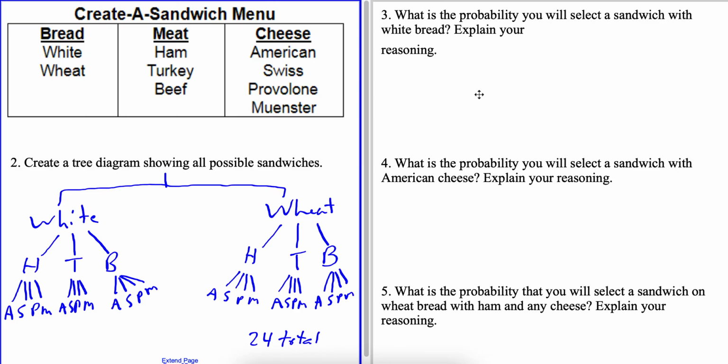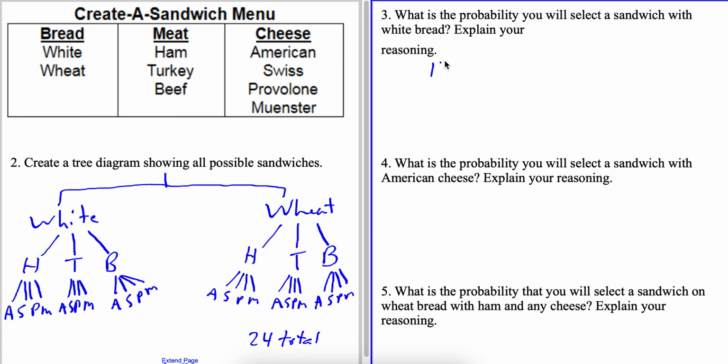Okay. What is the probability that you'll select a sandwich with white bread? Explain your reasoning. If you look at our white, we have 12 sandwiches that we can make with white bread. So 12 out of that total again, and that is 1/2. So 50%.